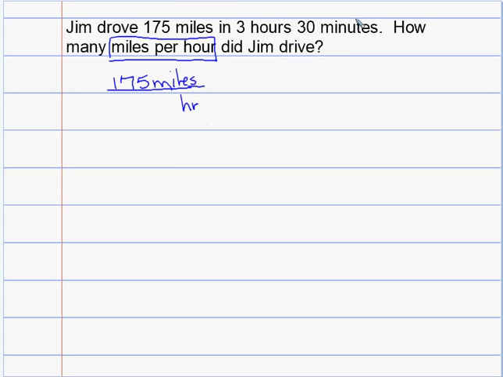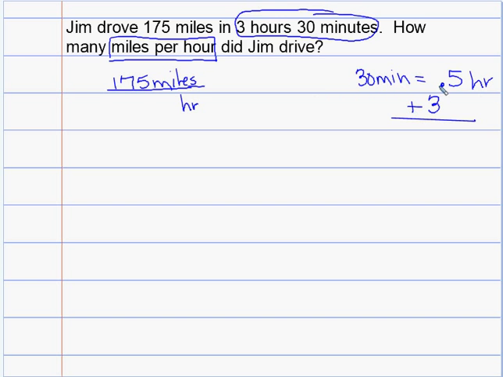Okay, do they give me hours? No, they give me 3 hours and 30 minutes. So my first step here is to convert 30 minutes into hours. So how many hours, or what portion of an hour is 30 minutes? Well, 30 minutes is equal to 0.5 or half an hour. So I really have 3 hours plus that half an hour. So I have 3.5 hours. So I need to divide 175 miles by 3.5 hours.